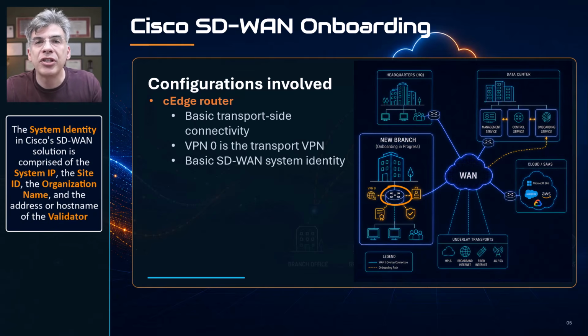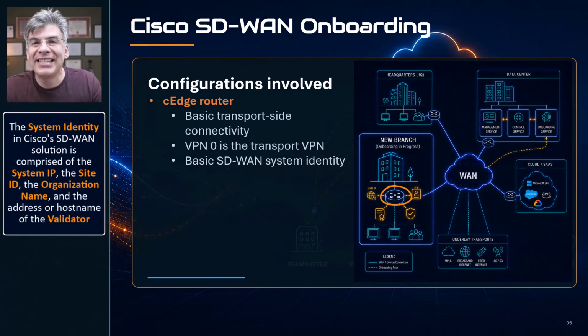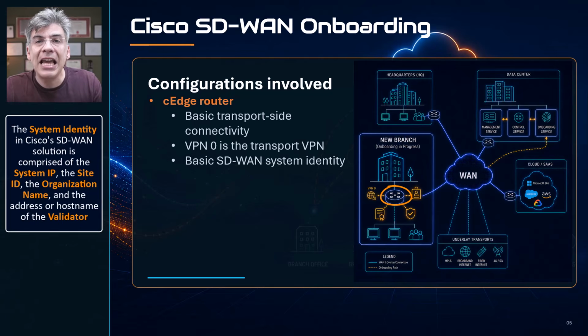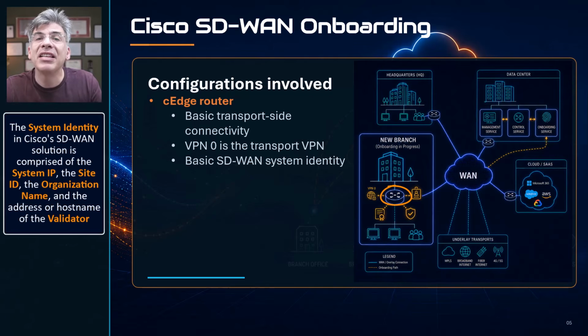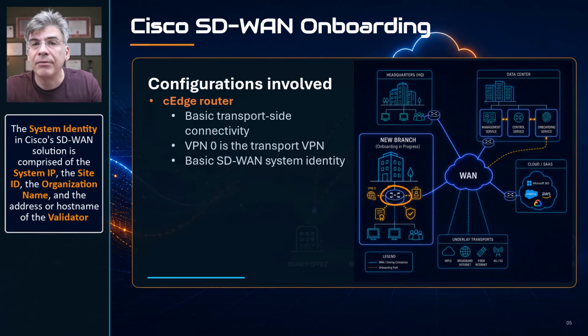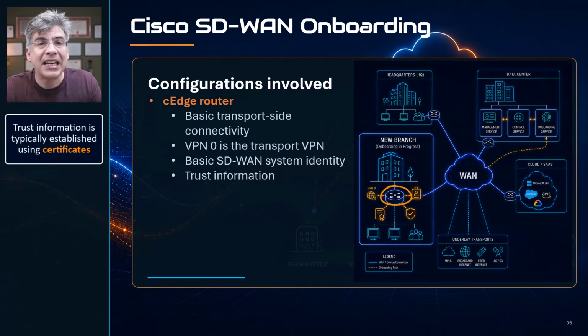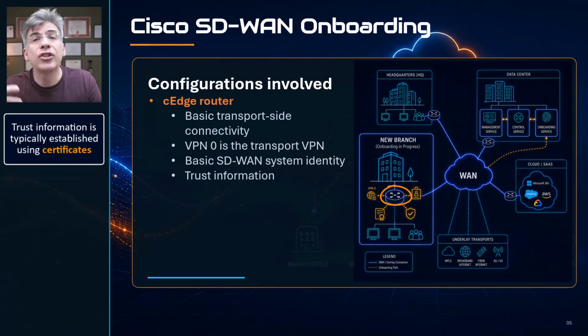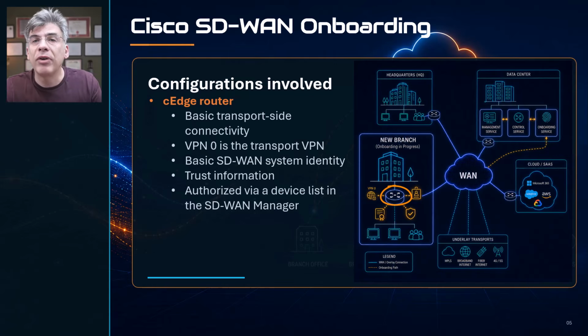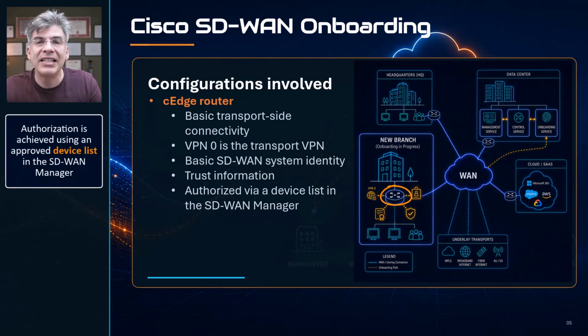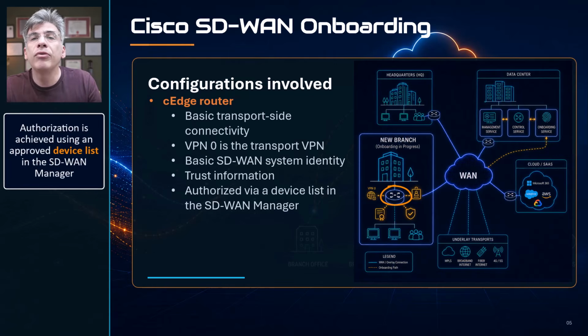This includes parameters such as the system IP, the site ID, organization name, and the address or host name of the Cisco SD-WAN validator. Third, the router must have the required trust information, such as certificates or the ability to obtain and install certificates so that it can prove its identity to the SD-WAN fabric. And finally, it must be authorized as a valid WAN Edge device in the SD-WAN environment, usually through the device list or provisioning process in the Cisco SD-WAN manager.